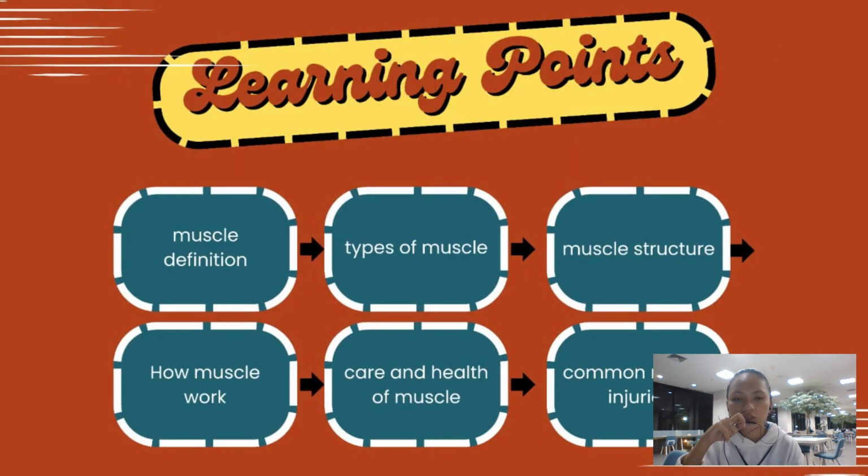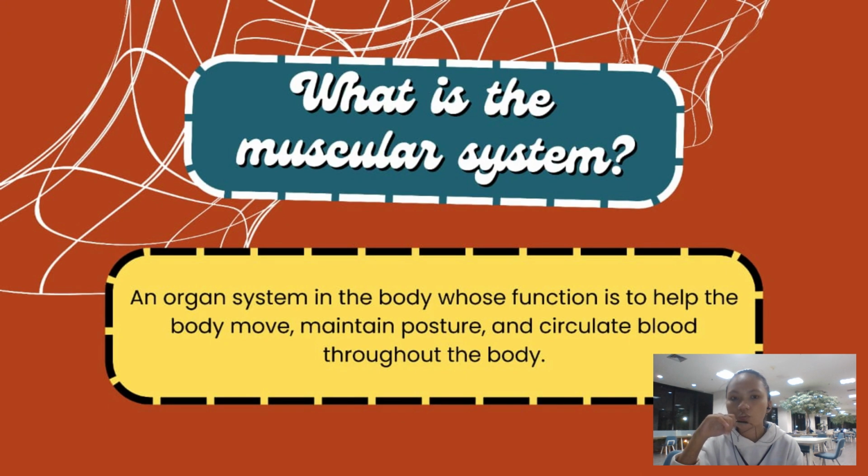This is our learning points or agenda. We'll explain about muscle definition, type of muscle, muscle structure, how muscle work, care and health, common muscle injuries. So, what is the muscular system? The muscular system is an organ system in the body whose function is to help the body move, maintain posture, and circulate blood throughout the body.